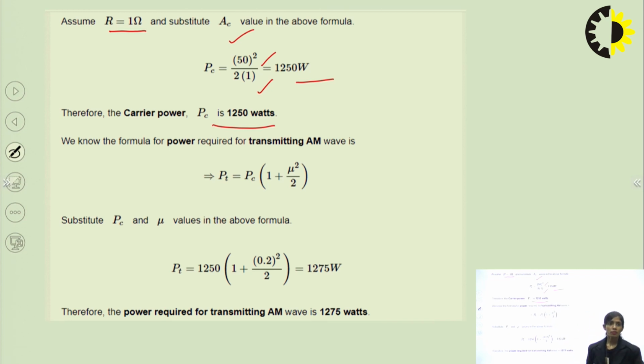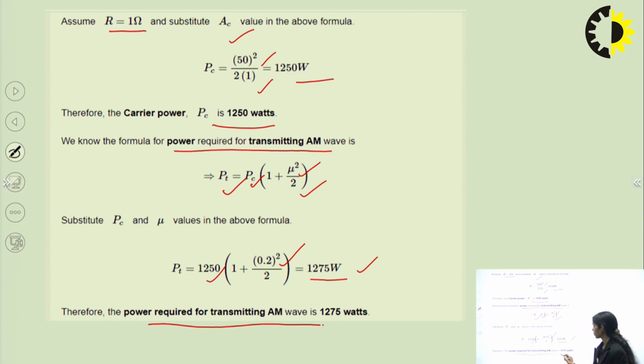Now next we have to find the total transmitted power for the AM wave. The total transmitted power is given by the formula Pc multiplied by (1 + μ²/2). We have already calculated Pc, so we will substitute the value of Pc. We have already calculated the modulation index, we will substitute this value, and when we calculate this, we will obtain the power as 1275 watts. So this is the power required for transmitting the AM wave. So this is one part of the numerical analysis of an amplitude modulated wave.